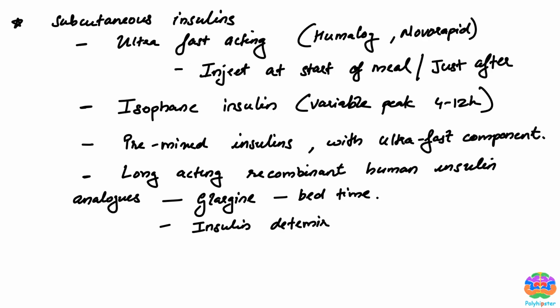If we talk about subcutaneous insulin, we start with ultra-fast acting insulin, which includes Humalog or Novorapid. They are injected at the start of the meal or just after the meal. An example is isophane insulin, which is variable, its peak being around 4 to 12 hours. Then we have pre-mixed insulins along with an ultra-fast component. Then we have long-acting recombinant insulin analogs, which include glargine and detemir, mostly given at bedtime.